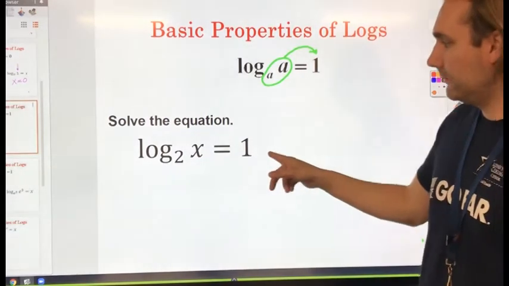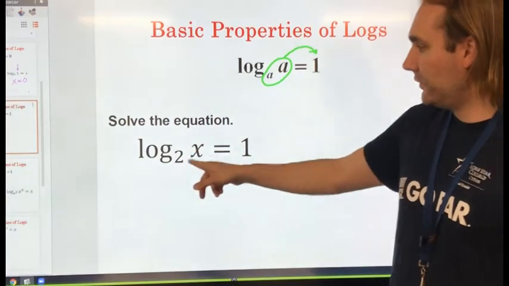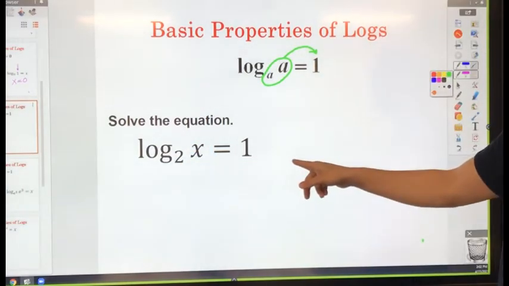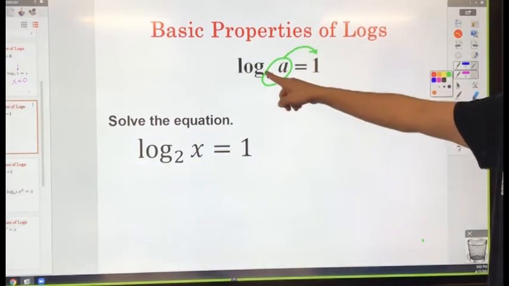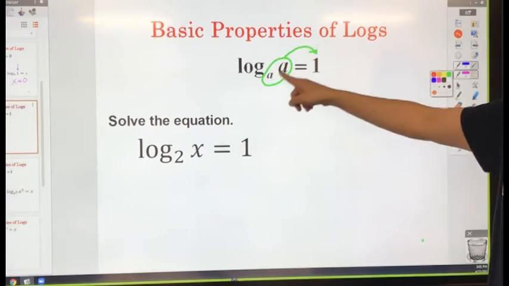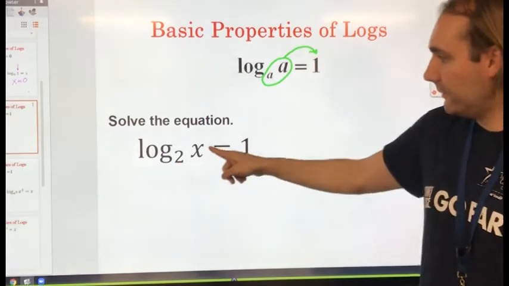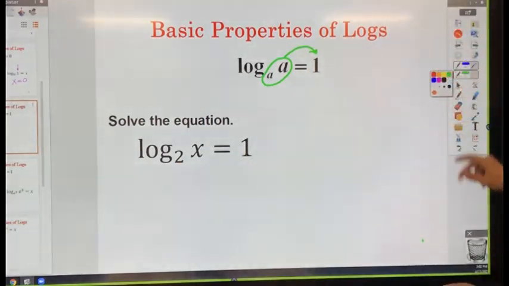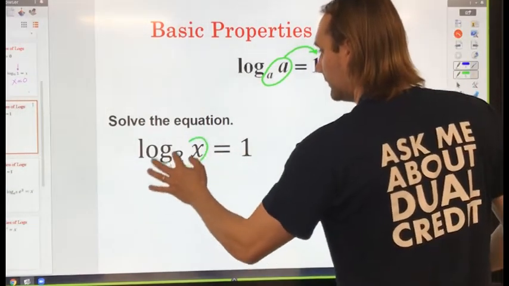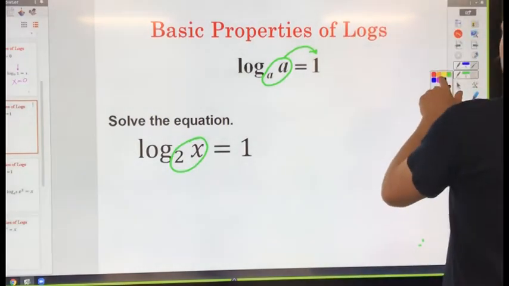Log base 2 of 1 equals 1? Oh, no. Log base 2 of 0 equals 1? I don't know. Look, log base a of a, so these are the same number, then your log is going to equal 1. It equals 1, so these have to be what? Two. Very good. These have to be the same number, that's two. So x equals 2.